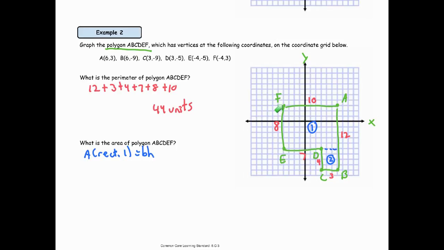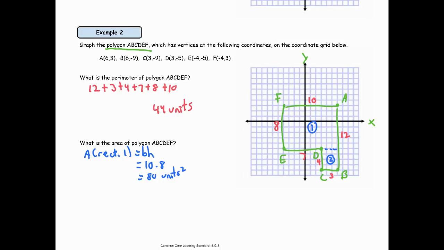And then the height. Now you want to be careful here because the height of rectangle 1 only goes from point E up to point F. It's not this entire length here. So we can see the height of that rectangle is 8 units. So if we multiply the base times the height, we'll have 10 units times 8 units. So the area of rectangle 1 is 80 units squared.